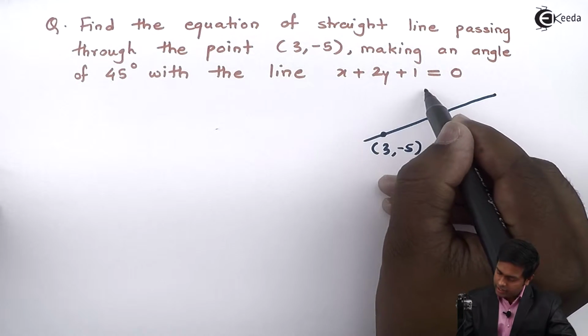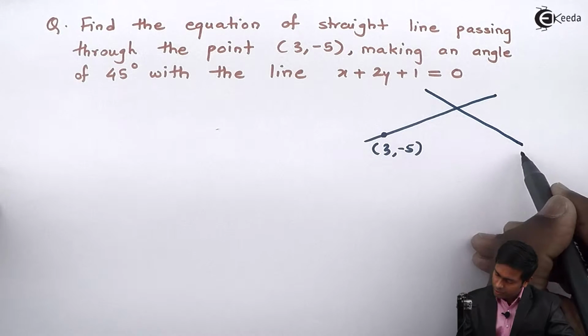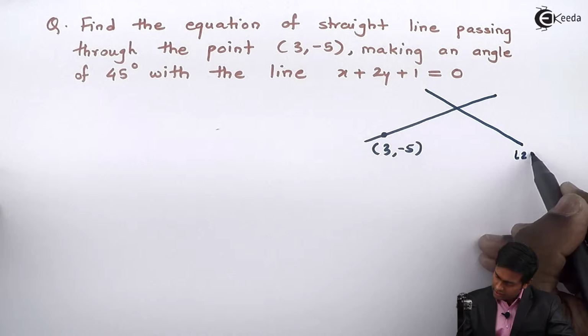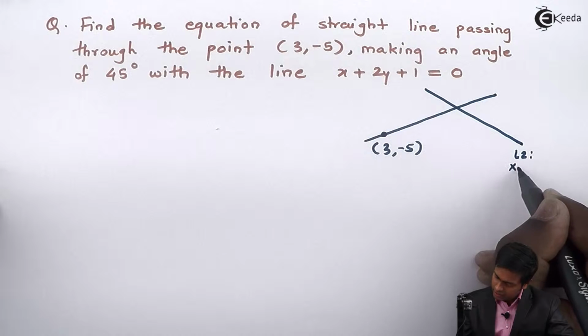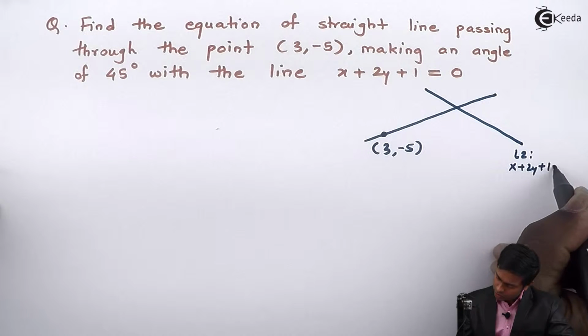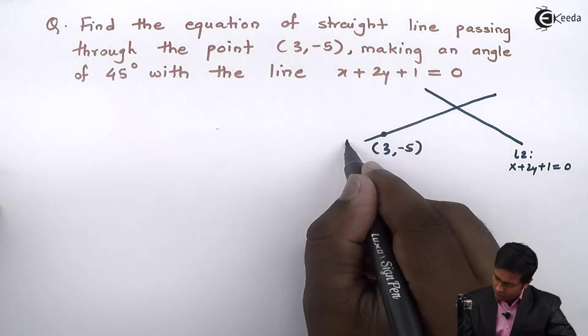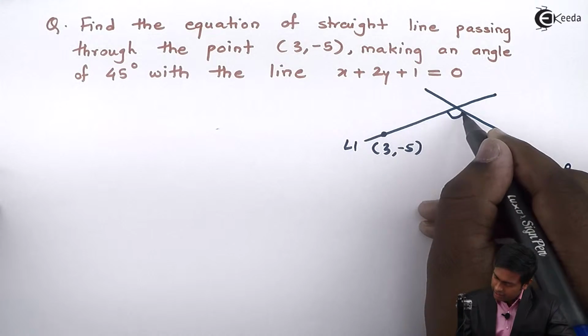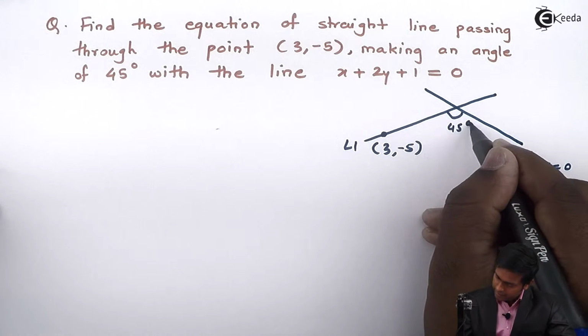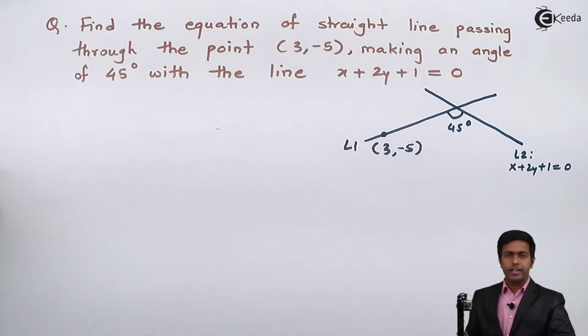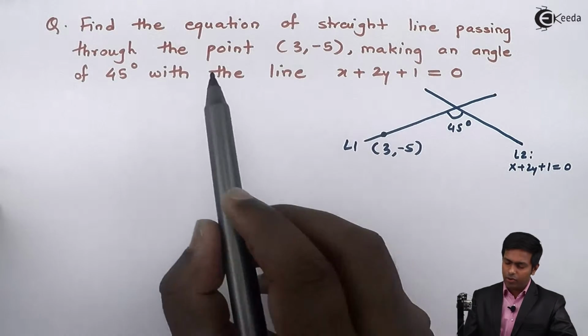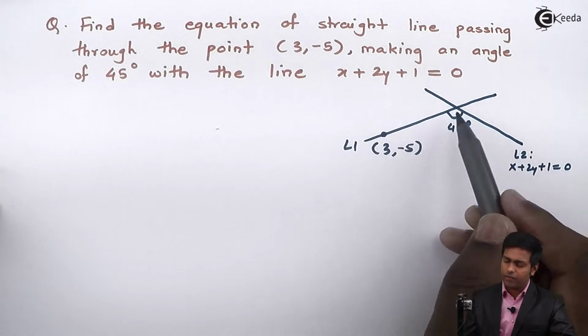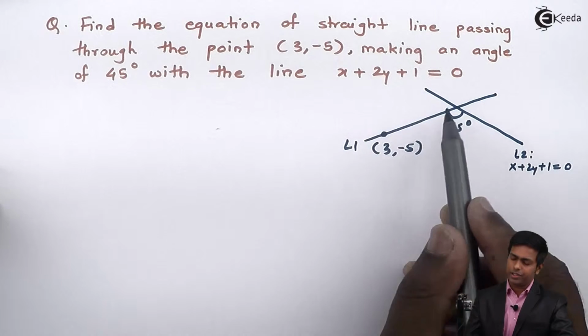So let's say this is the second line, that is line number 2, and the equation of this line is x + 2y + 1 = 0. This is our line number 1 and it is making an angle of 45 degrees. So in this case we have to find out the equation of L1, or the equation of this line.